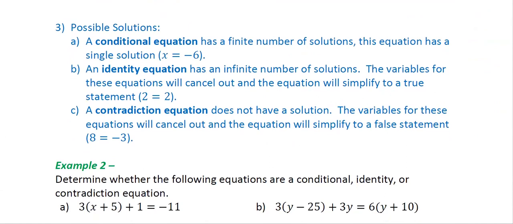So next we're going to talk about conditional, identity, and contradiction. Conditional means that we're going to get a variable actually equal to some number. So it's conditioned at that particular point. Identity means we're going to get something that's equal to itself. Right? It's an identity because it's equal to itself. Contradiction, 8 does not equal -3. Right? 2 does not equal 0. So that's a contradiction. So let's solve these.